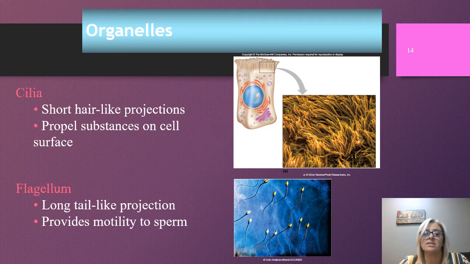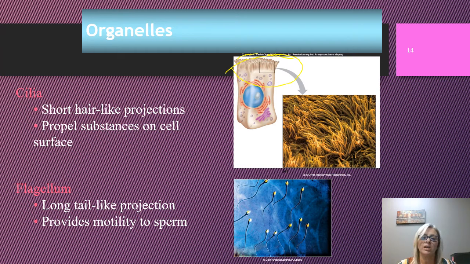So we have next cilia. These are short hair-like projections. You can see those up here on the top of this cell, and they propel substances on the cell surface. This is going to be things like moving mucus out of your body, which is a very important function for health. Okay, it's to help keep you from getting sick. It's what we call one of the first lines of defense with immunity.